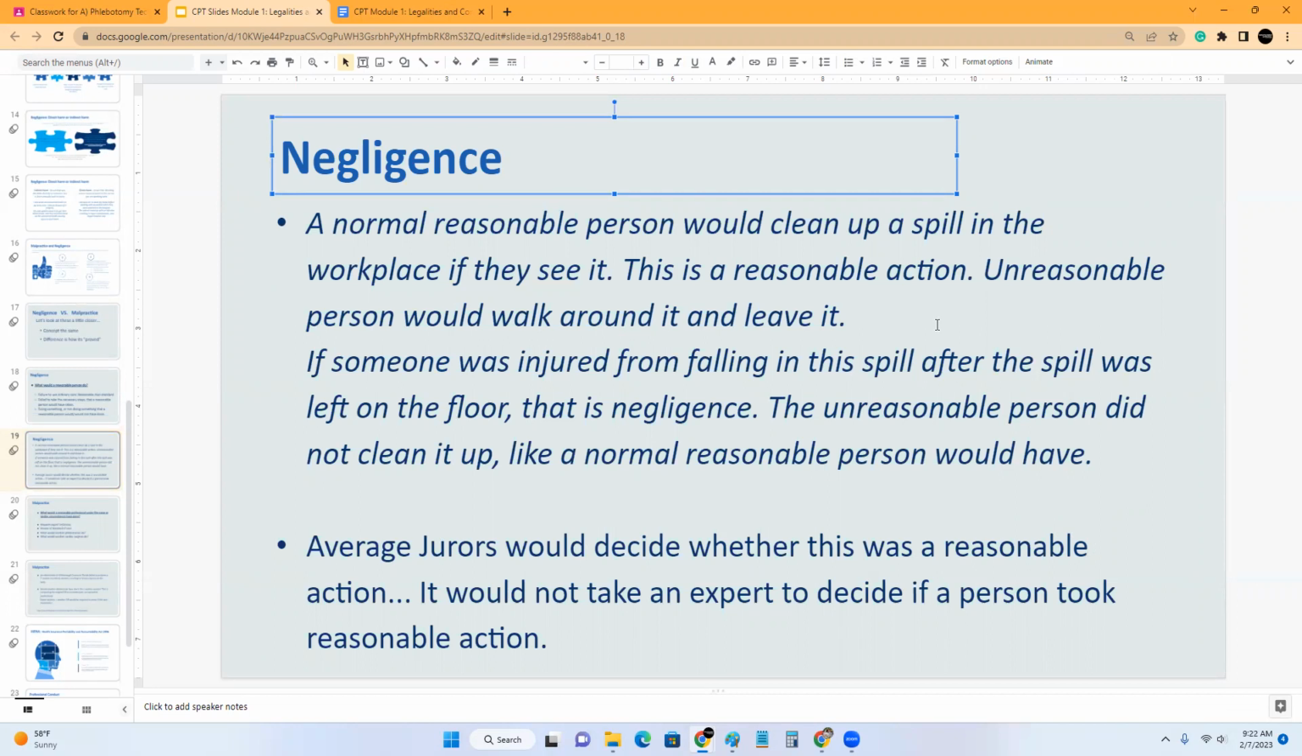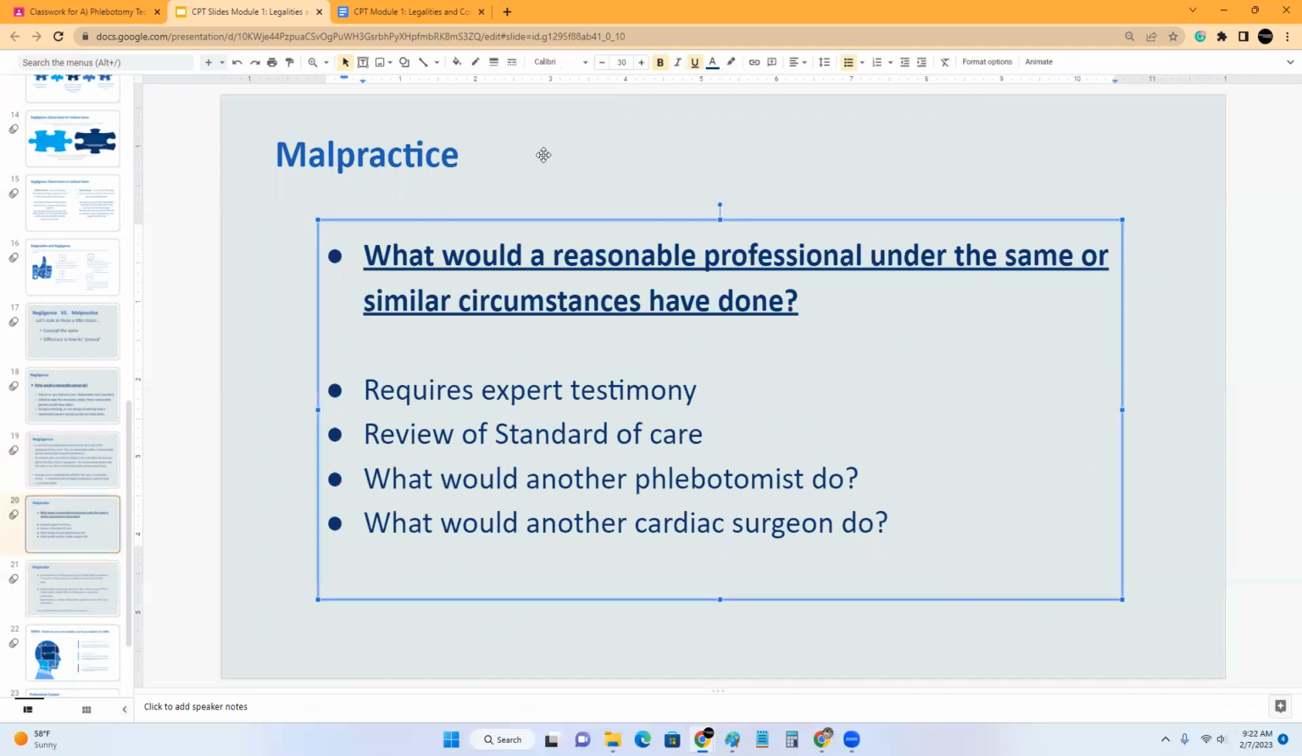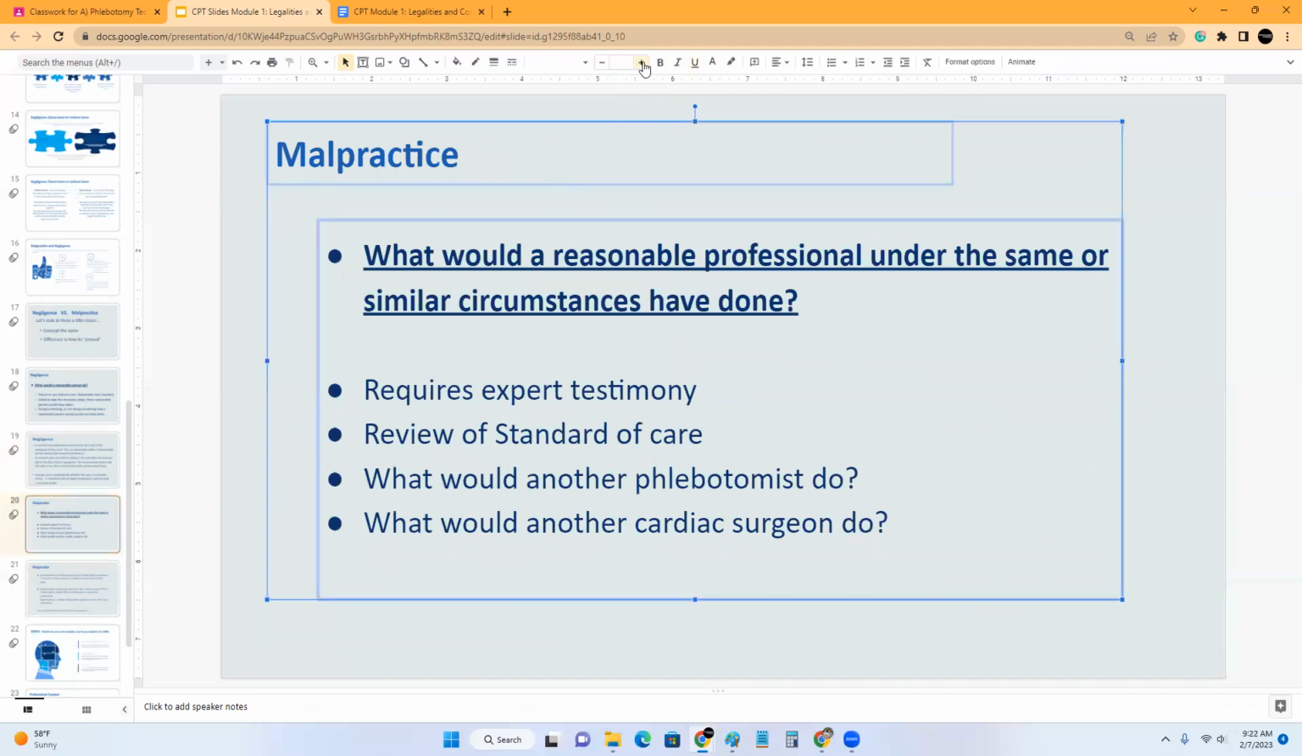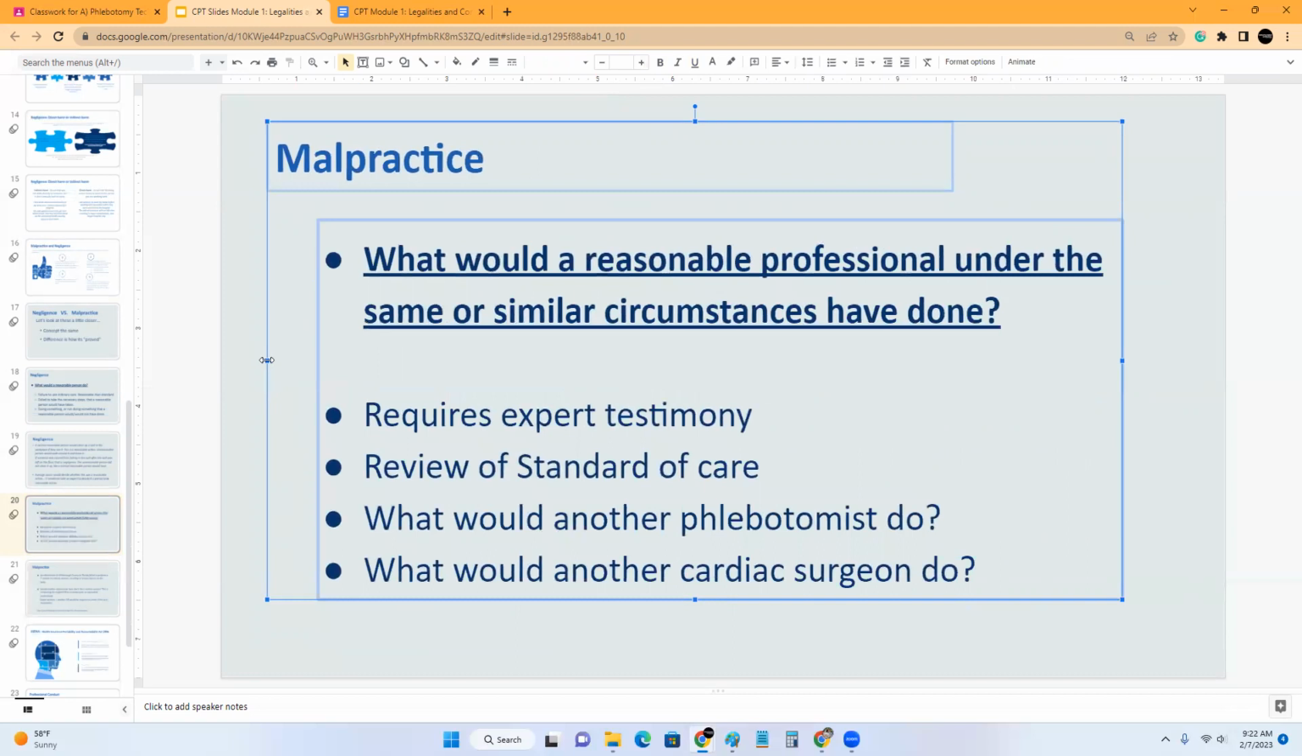A normal person can say, hey, you walked away from that spill. You knew it was there. You saw it. You should have cleaned it up. It doesn't take somebody with special training to know that I did something wrong. Average jurors can make that decision. That is negligence. Okay. Now, for malpractice, this is where the difference is. So pay special attention to this.